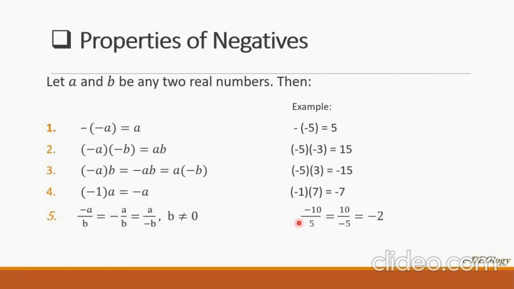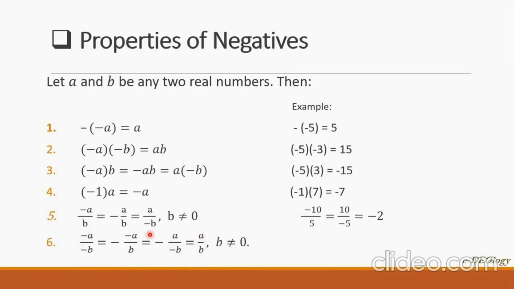One example here is negative 10 divided by 5. This is the same with 10 divided by negative 5. And both will have an answer of negative 2. The last rule is when we're going to divide two negative numbers. In this case, we have negative A divided by negative B. The answer here is positive A over B.